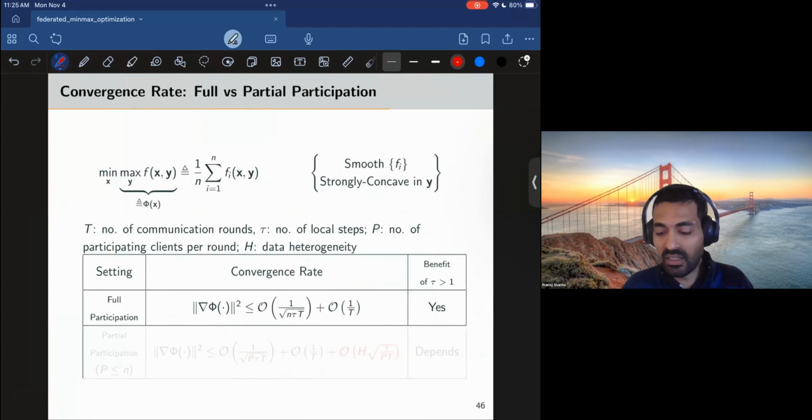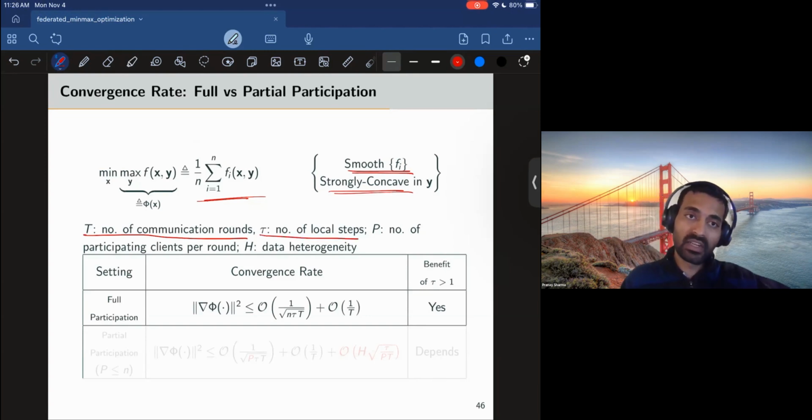So let's look at the convergence we get under full participation and under partial participation. This is the problem we have been working with all along. Again, the same set of assumptions: smooth local losses, strongly concave global loss in Y. Just to recall a few notations, T is the number of communication rounds. Tau is the number of local steps which clients carry out during each round.